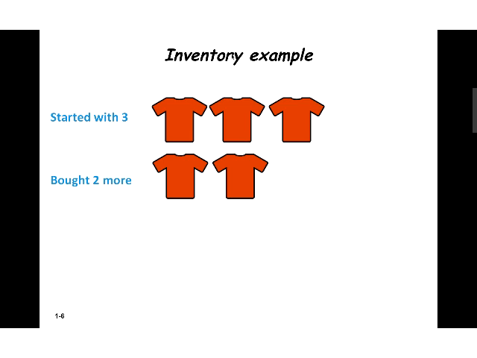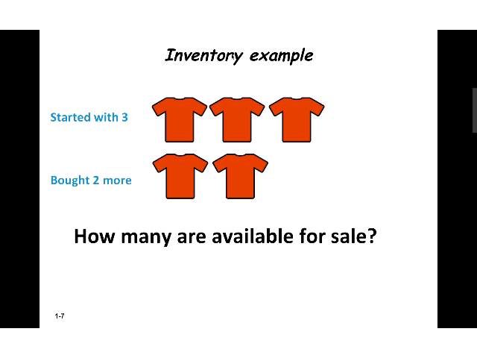Okay, so we started our business, we started the period, we started the month with 3 t-shirts, we bought 2 more. So the question is, how many are available for sale? How many do we have available to sell? That's actually a term when we talk about inventory, it's available for sale. What you're selling has to come from 2 sources. There are only 2 places to get your inventory from. Either you started the period with it, or you bought more during the period.